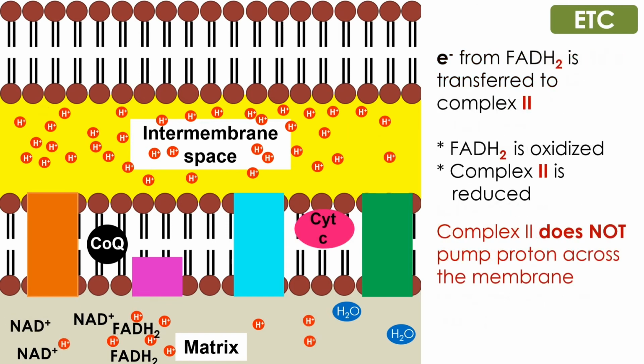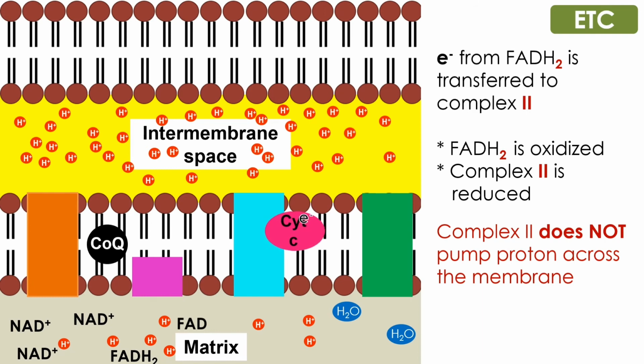Next, electron transport chain will also involve oxidation of FADH2. However, unlike NADH, oxidation of FADH2 will take place at complex 2. And complex 2 does not pump protons across the membrane. The electrons are then passed to complex 3 by coenzyme Q. Next, from complex 3 to complex 4 by cytochrome C.